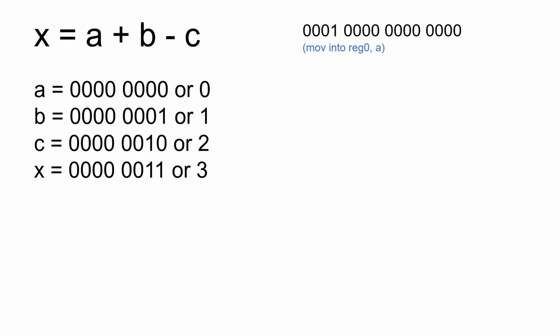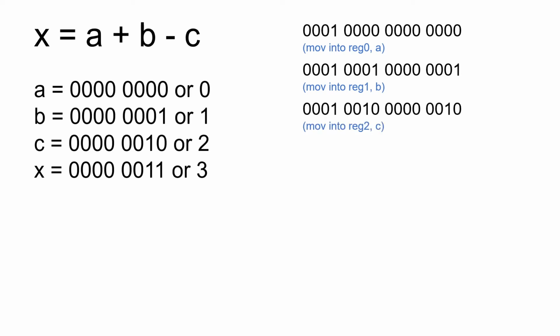First of all, we would say move into register 0, A. That's what the binary stands for. Remember, 001 is the command move, and then the next 4 bits represent the register, in this case 0. And then the next 8 bits represent the address, which is 0000 0000, which, as we said, maps to A. Then next, we move into register 1, B. Next, we move into register 2, C.